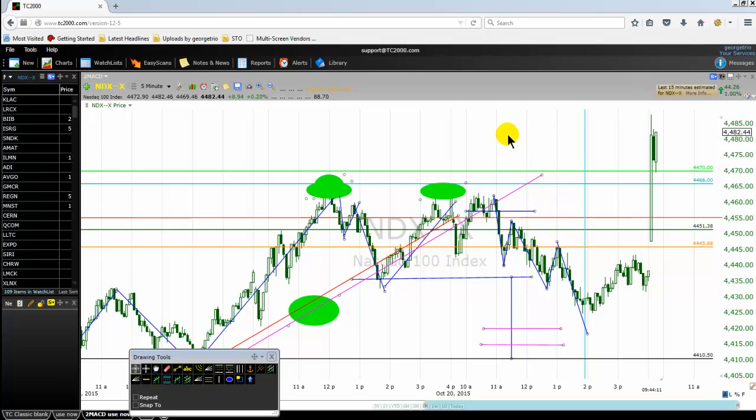A scalper is live scalping the NASDAQ 100 index.